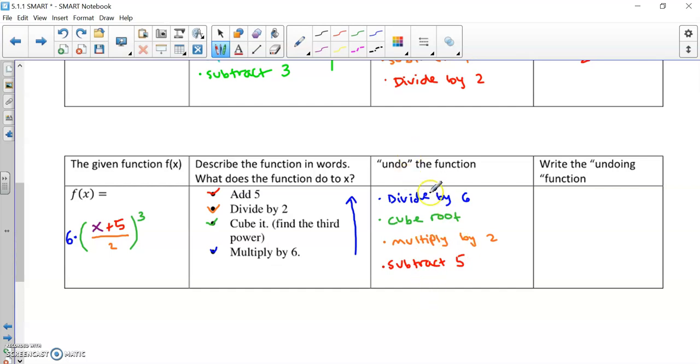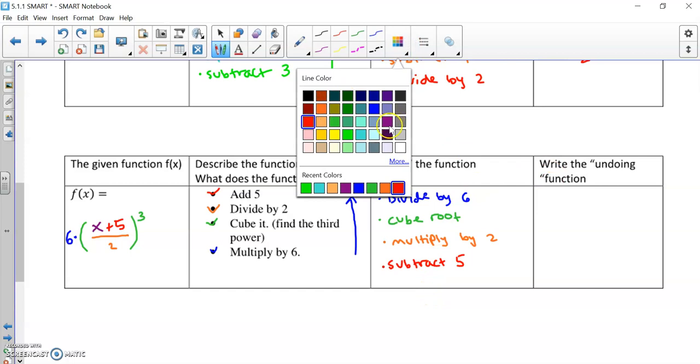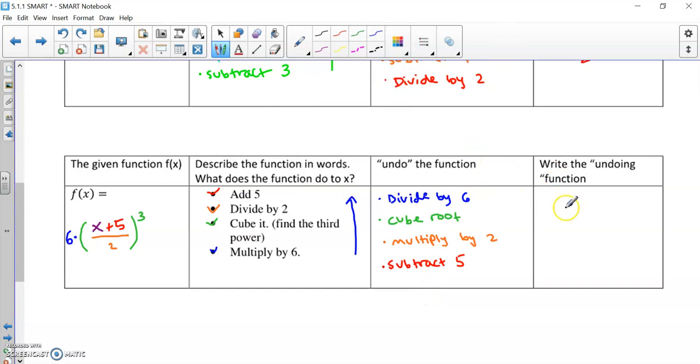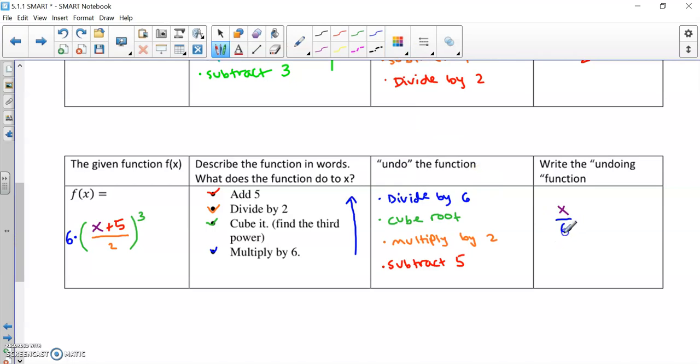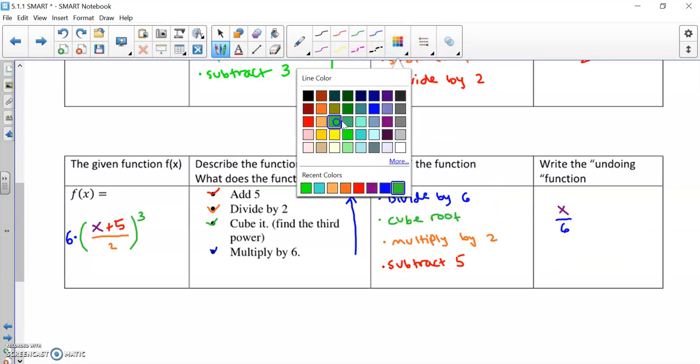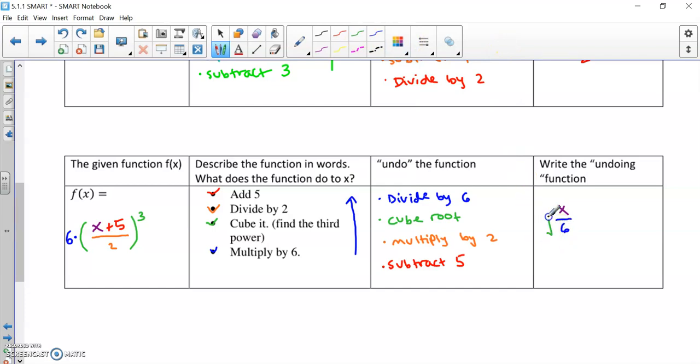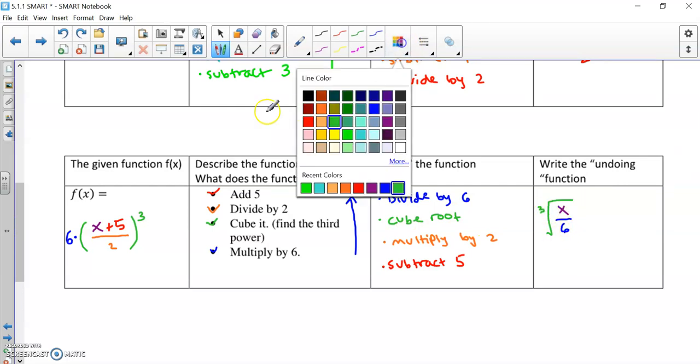Okay, we have our instructions now, and we just need to follow them to write our function mathematically. So let's do our floating x. And let's see, divide by 6. So divide by 6 means to do this. Cube root. So cube root means we're going to put that radical, the square root looking thing, but because it's cube and not square, we need a 3 here. That's what it means to cube root.